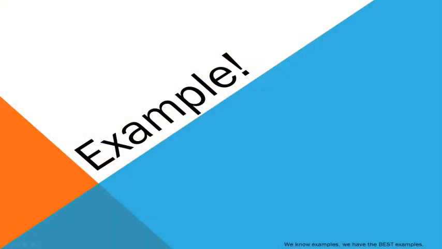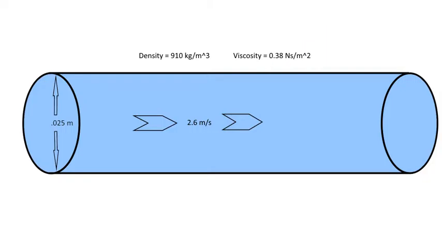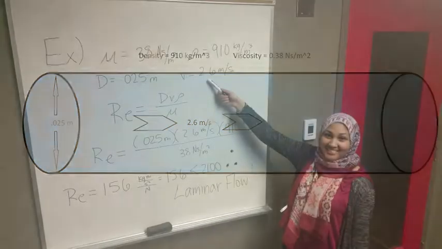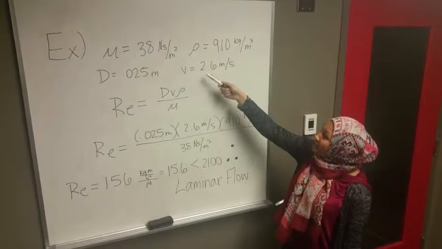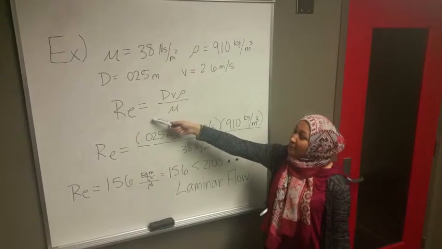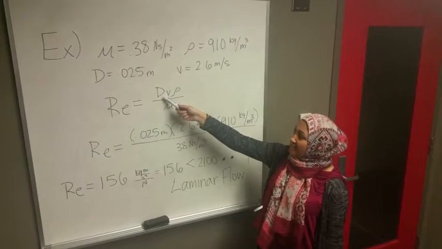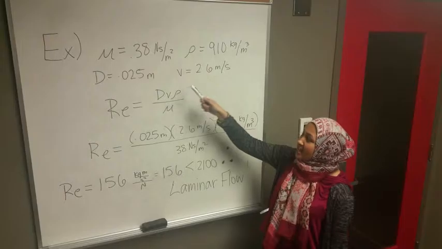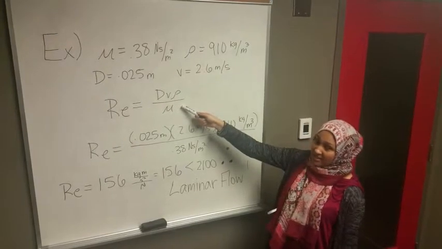For example, here we have a Newtonian fluid with a viscosity of 0.38 newton-seconds per meter squared and the diameter of the pipe being 0.025 meters with a density of 910 kilograms per meter cubed and an average velocity of 2.6 meters per second. So here we have our givens, and we would plug this back into the Reynolds number equation, which is the diameter times the velocity times the density all over the viscous constant.